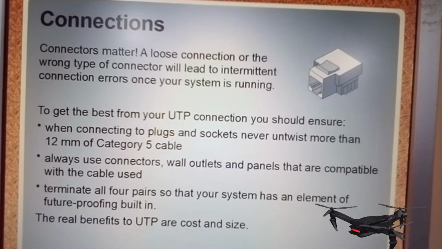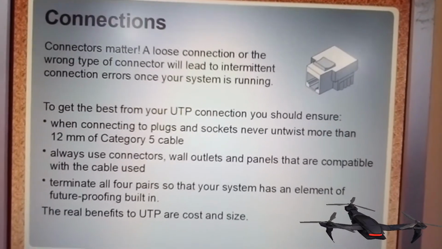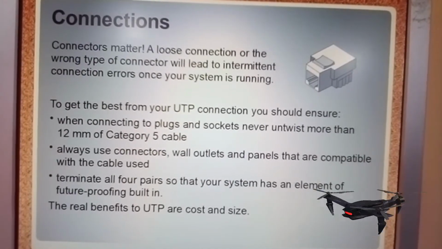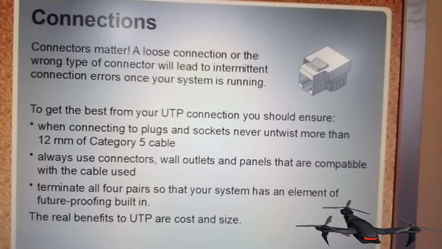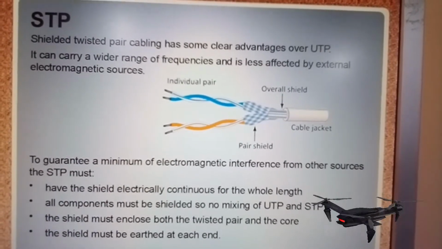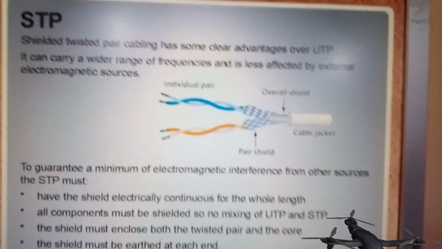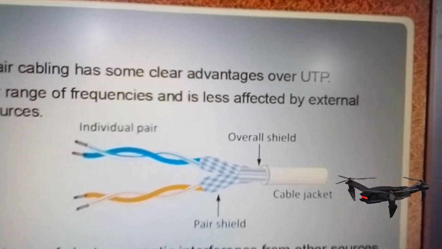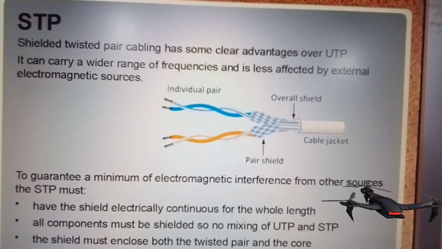Connections. Now connection matters. A loose connection will generate heat and will break and deteriorate in a very short space of time. So this is for you to read yourself. I don't need to be doing anything on that for you. Right here, STP shielded twisted pair cabling has some clear advantages over UTP. And here you can see that we are showing you the advantages in themselves. And again here you can read this for yourselves. Don't need me to do anything further here for you.